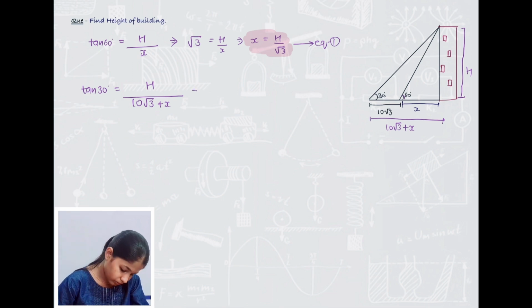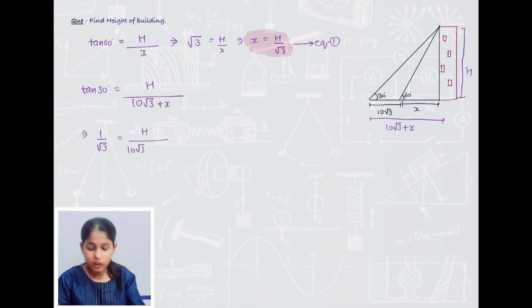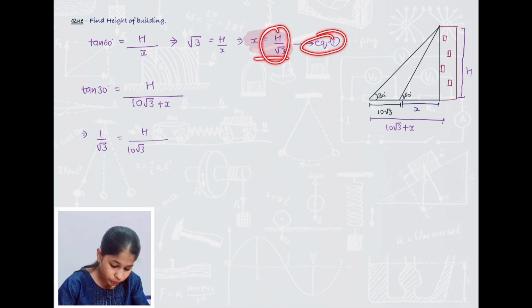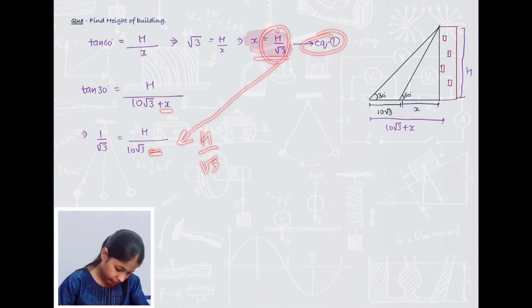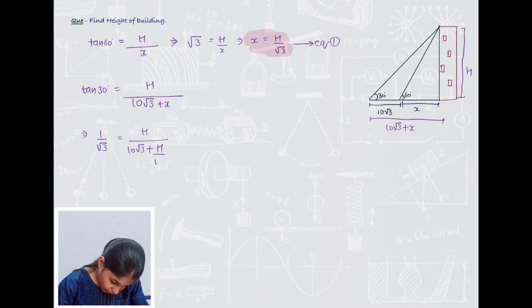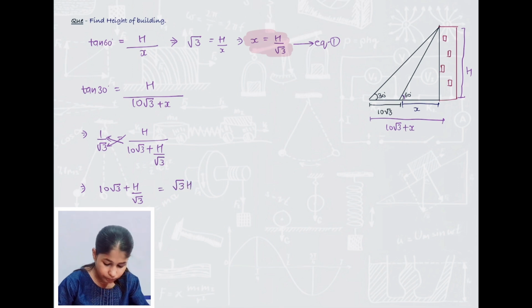Now put the value of tan 30 degrees: 1 upon under root 3 equals H upon 10 under root 3 plus x. From equation number 1, we are going to put the value of x here. In the place of x, we put H upon under root 3. Then we will do the cross multiplication. What we will get? 10 under root 3 plus H upon under root 3, and it will become under root 3 H.